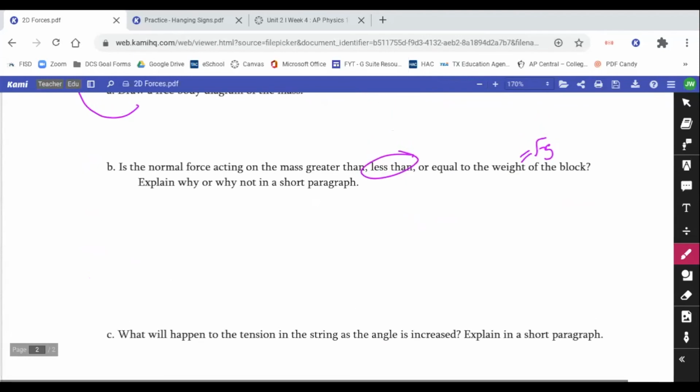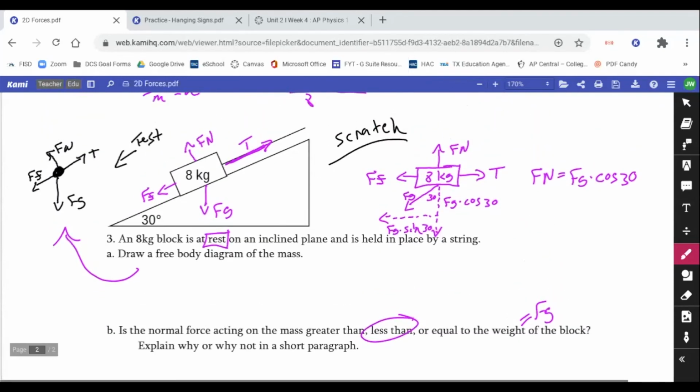All right, what will happen to the tension in the string as the angle is increased? Let's go back to the picture. If I increase that angle from 30 degrees to 45, and then from 45 to 90 degrees, and the block doesn't move, it stays at rest, tell me what happens to the tension in the string. It increases. Why does it increase? Because it has to hold the block from going down. The vertical component of gravity becomes larger.